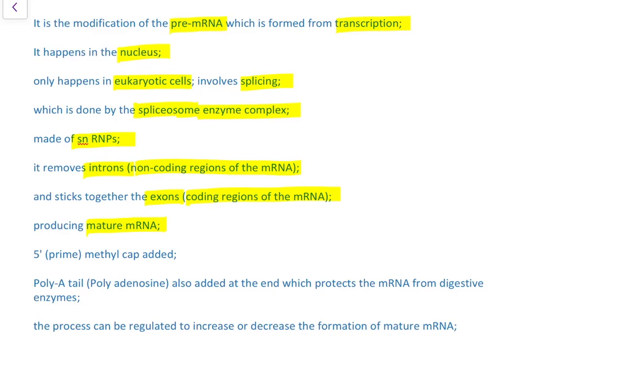Also, post-transcription, we have a 5' methyl cap, and we have a 3' poly A tail, which protect the mRNA from digestive enzymes.